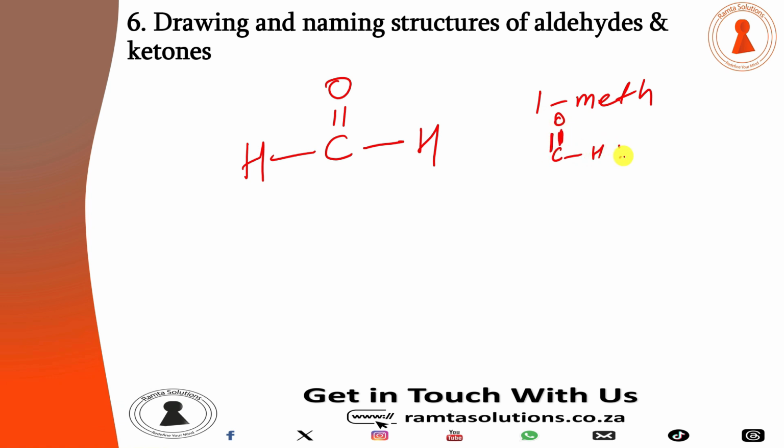So when it's like this, what do you say? You then say, okay, it means you will be an -al. So one carbon is meth. So it's methane, but because it's a carbonyl with a hydrogen, it is methanal. Do you guys see it? Carbonyl with a hydrogen, it is methanal.